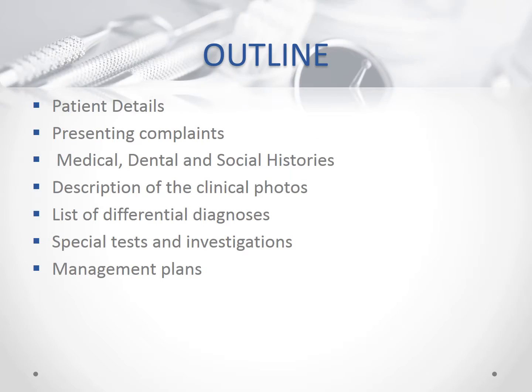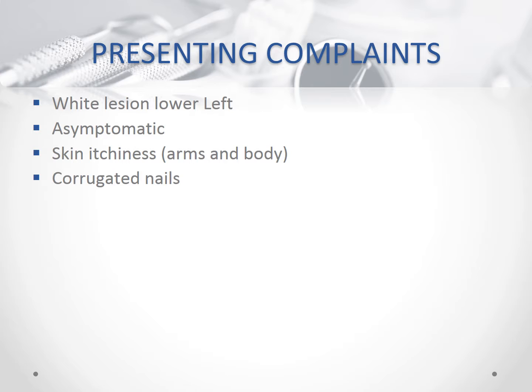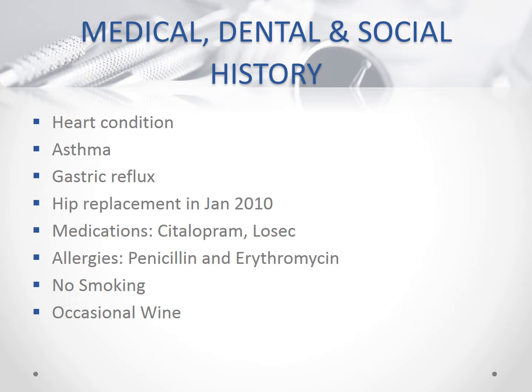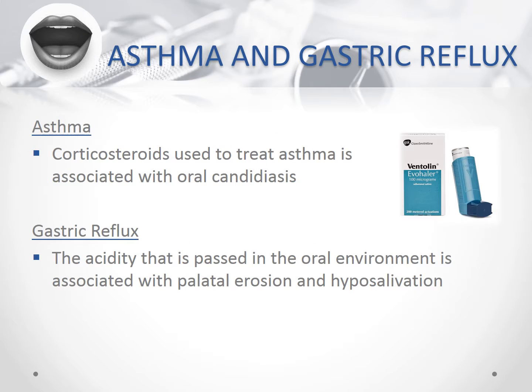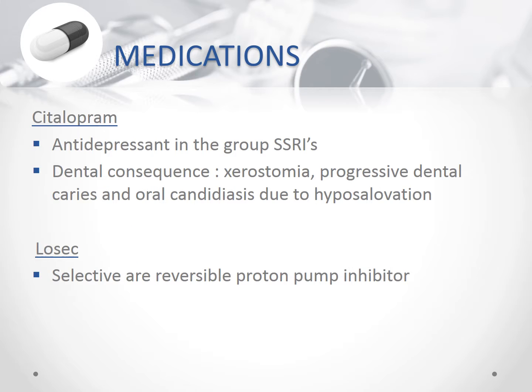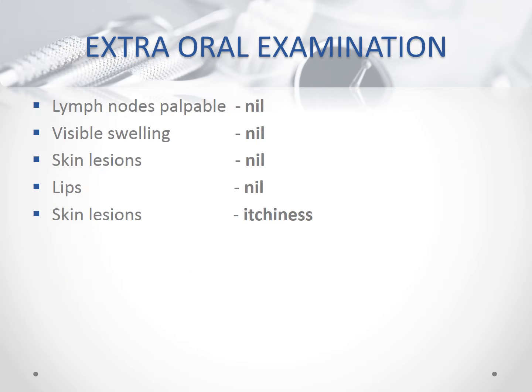Today, Raymond Chan, we will be covering the patient details and her presenting complaint. Mrs. HC is a 71-year-old female. The case is regarding asymptomatic. Mrs. HC is known to. The patient is known to have a heart condition. The patient also suffers from. The patient is currently taking. The patient is allergic to both.